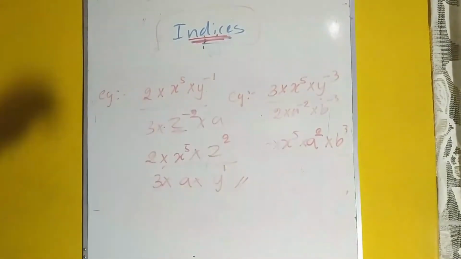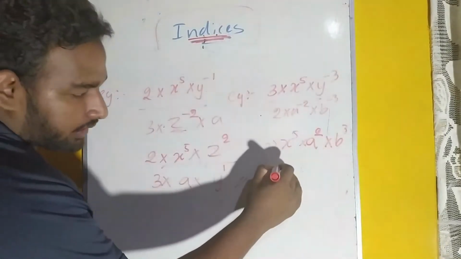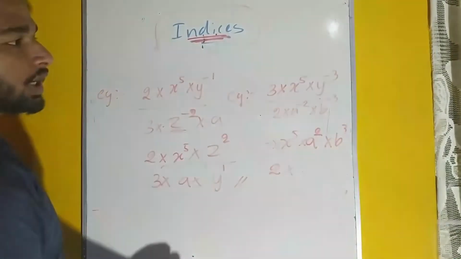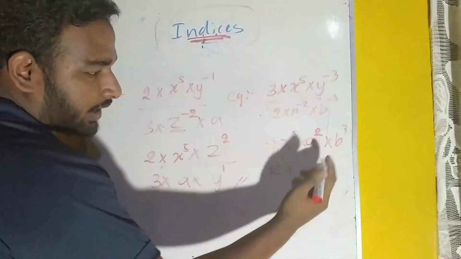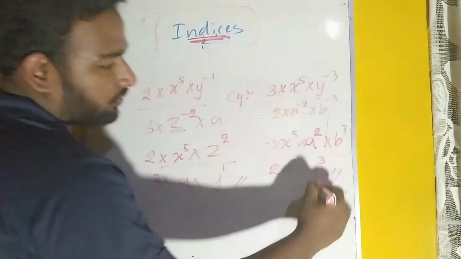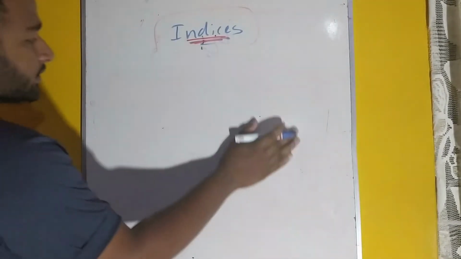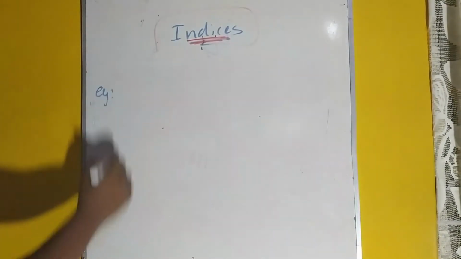So the numerator is done. Let's come to the denominator. There is 2 into this y to the power minus 3, which will come down. If it comes down, it should be changed to y to the power 3. Okay guys, let's see this. Let's come to this example.